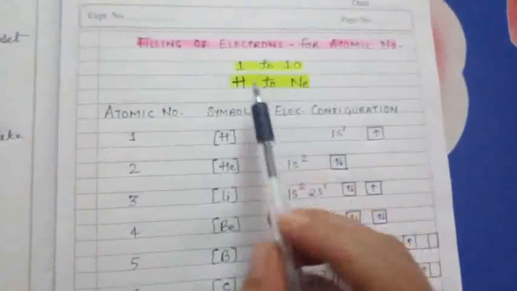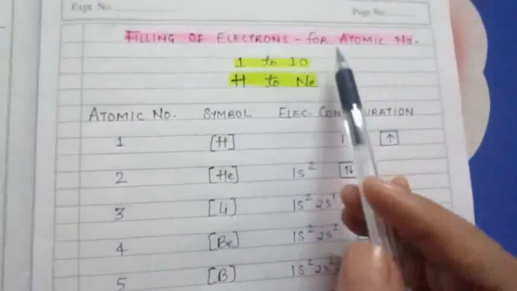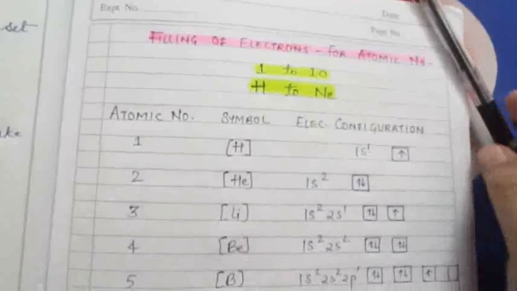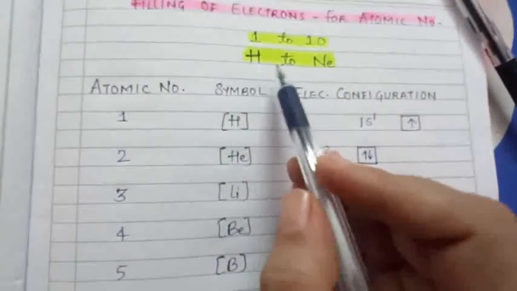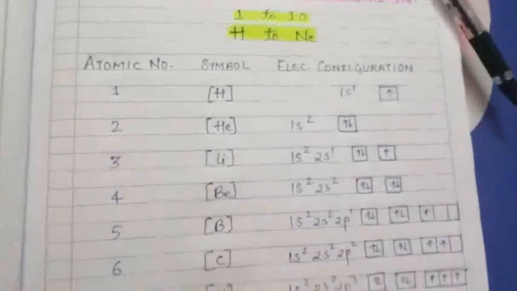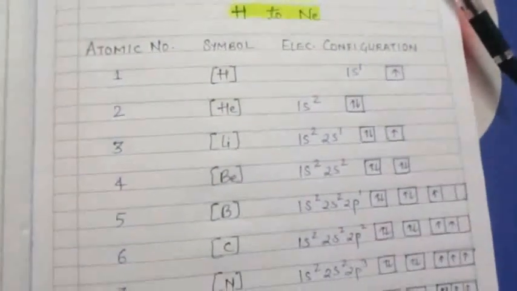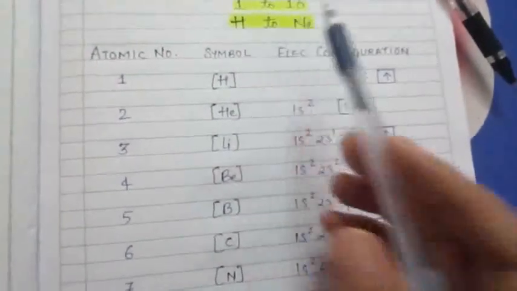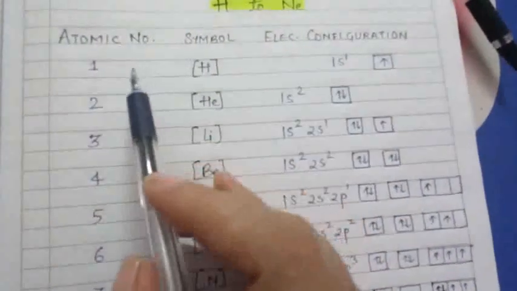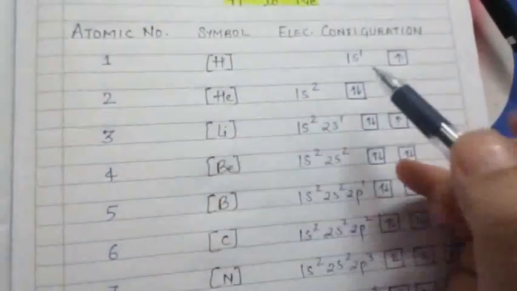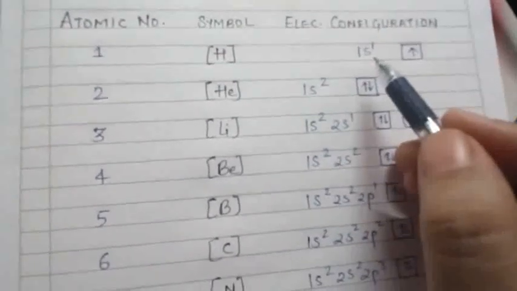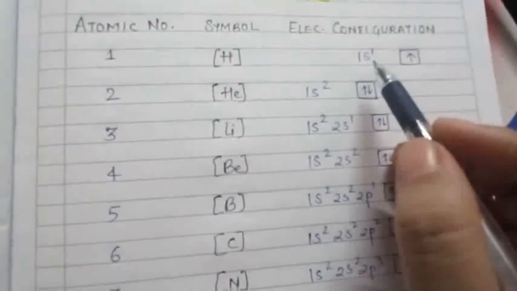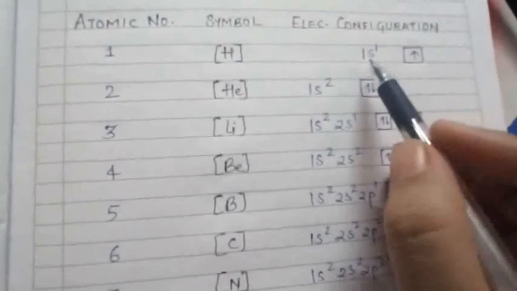Now in this video we will discuss the filling of electrons for any element from atomic number 1 to 10. So atomic number 1 is for hydrogen and 10 is for neon. So we will discuss the filling of electrons from hydrogen to neon, that is from atomic number 1 to 10. Now we very well know atomic number 1 is for hydrogen, so the electronic configuration will be 1s1. As I told you, the very first subshell in Aufbau's diagram was 1s.